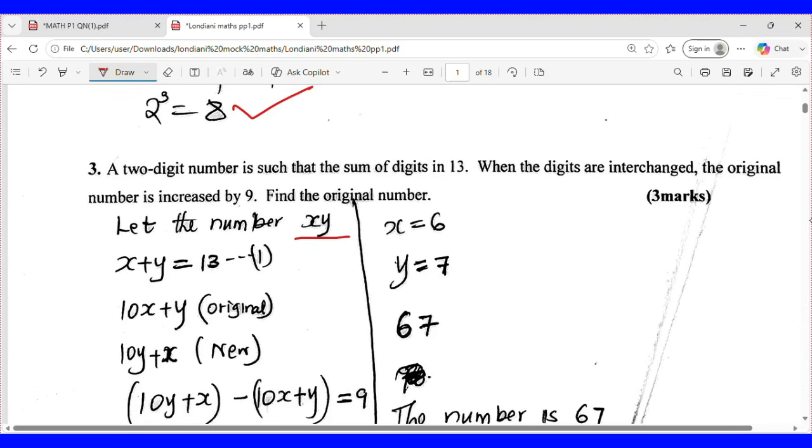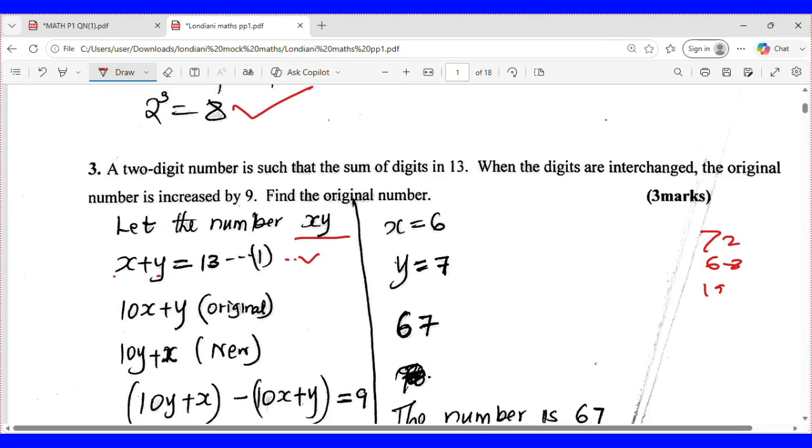Because it is a 2-digit number, it could be 72, 68, 19. So the first digit is x, the second digit is y. They're saying when you add the digits, the first digit plus the second digit, the answer is 13. That gives us our equation 1.